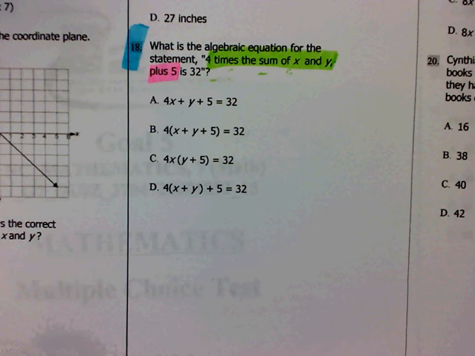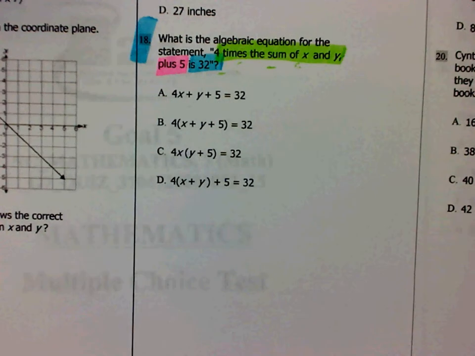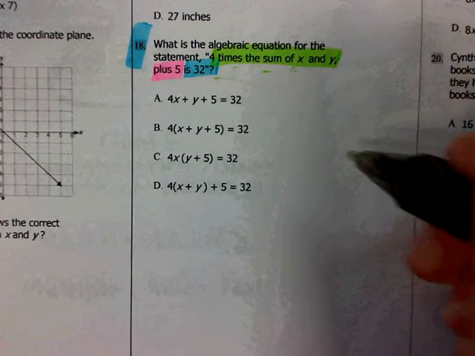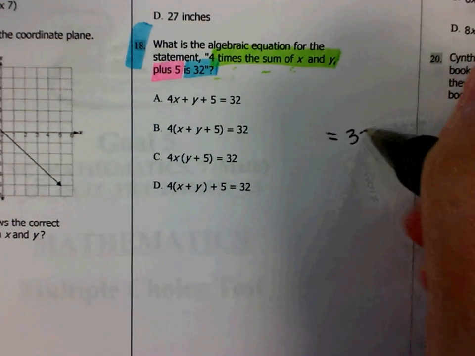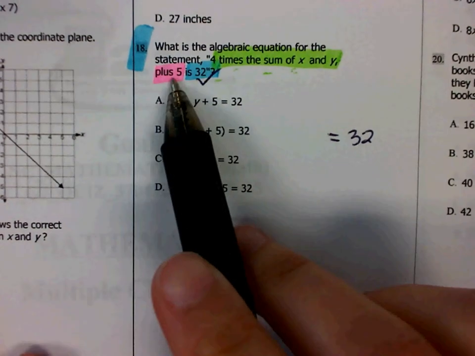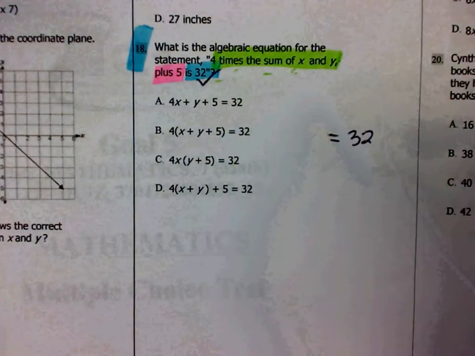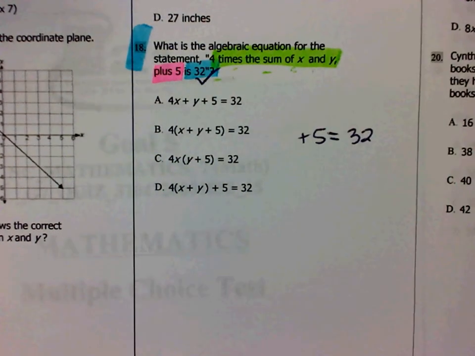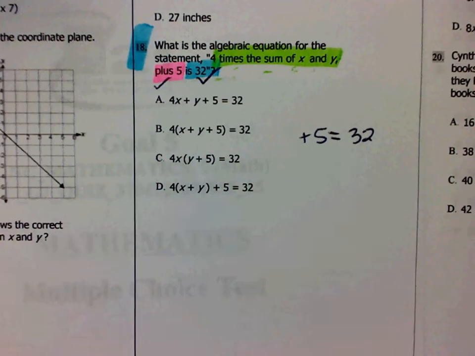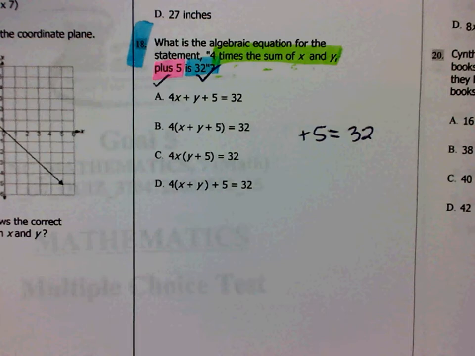The next part says plus 5. I'm going to highlight that. That's fairly simple. It just says plus 5. The last part is 32. Remember that in math, is means equals. So already I can take care of the blue part of my equation. I know my answer is 32. I know that I'm going to be adding 5 separately from this 4 times the sum of x and y. So I can even break down the part that says plus 5. That part's taken care of. Notice that I'm check marking it on my problem to help me remember I've already taken care of that.